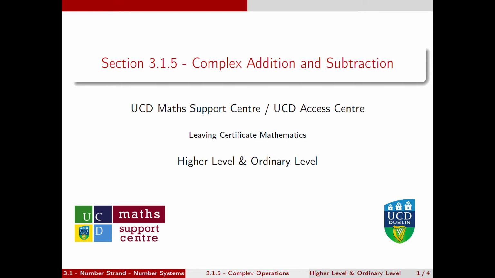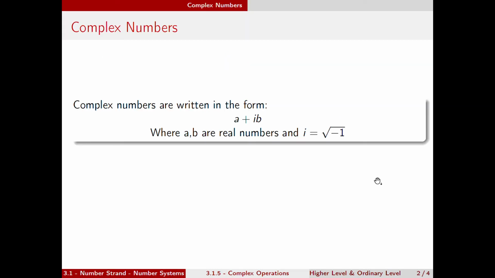In this video we will look at addition and subtraction of complex numbers. Complex numbers are written in the form a plus ib, where a and b are real numbers and i is equal to the square root of minus 1. The complex numbers came about as a tool to solve a problem whereby Italian mathematicians were looking for a formula to find the roots of a cubic polynomial. To do this, they needed to define, invent, or discover the imaginary and complex numbers.